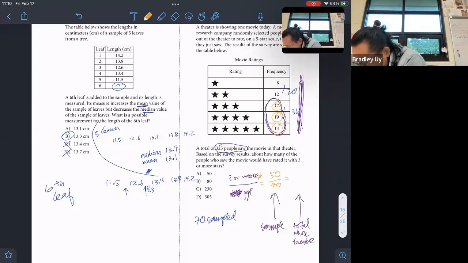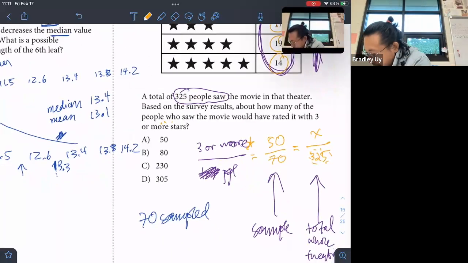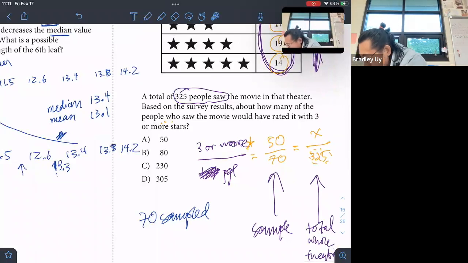The question is asking, based on how many of the total people who saw the movie, so that's going to be here, the total number in the theater, would have given it 3 or more stars. And we need the number here, which happens to be 325, of course. That's how many people were in the theater. So how do we make sense of this?